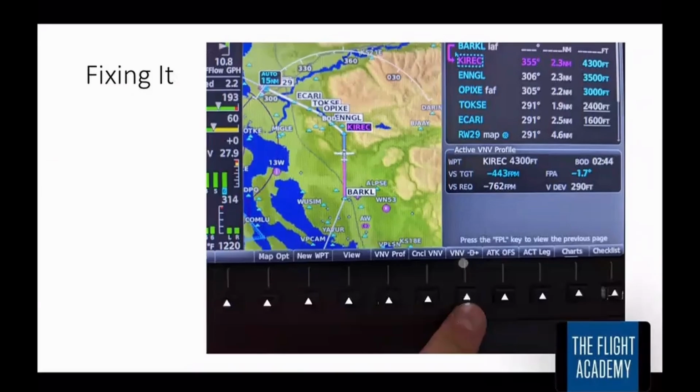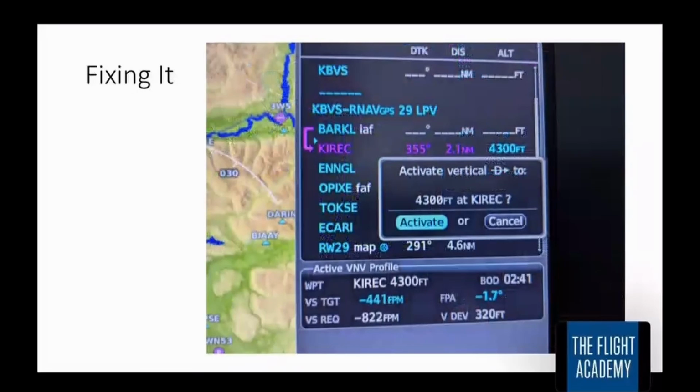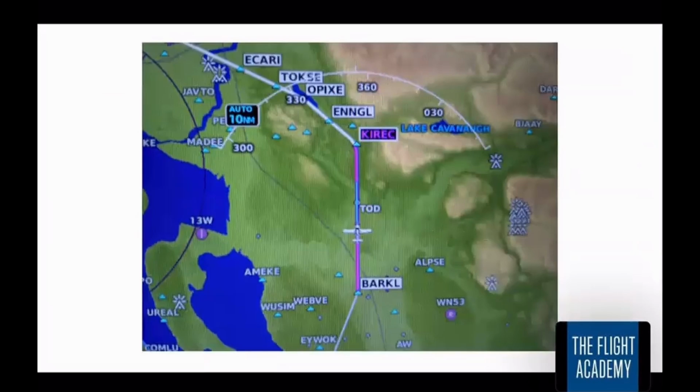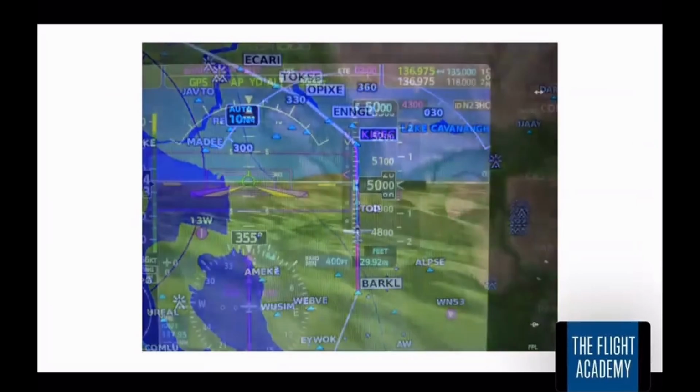I can come down and push, you can see my finger on the soft key right underneath it, VNAV Direct. When I push that button, I get something like this. Activate vertical direct 2. And that's going to be 4,300 at Chirec. Do you want to do that? Yes, I do. When I push enter, I'm going to get this. Top of descent right in front of me. Not very far in front of me. It's coming up real quick. So I better be ready.